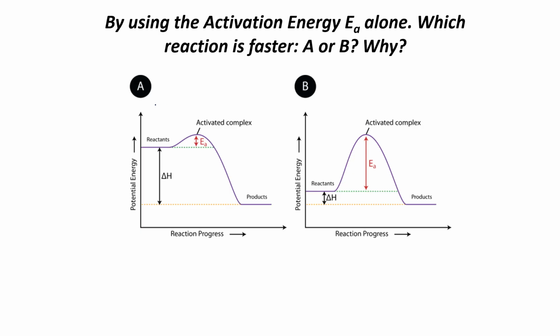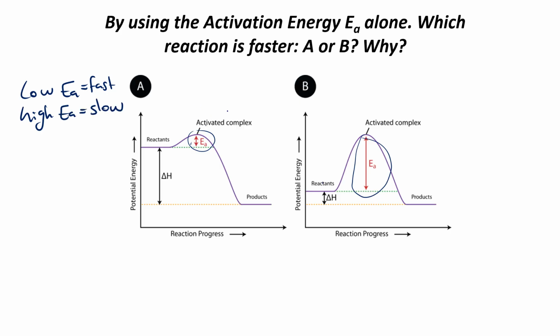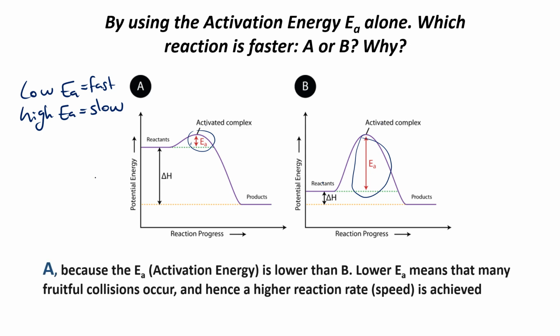Okay guys, so what did we say? This is the activation energy, right? Between the activated complex and reactants. We said low EA equals fast. High EA equals slow. So which one should be faster here? Of course it's going to be A, guys, right? So this one is going to be faster. Why? Because it needs only a small amount of energy.